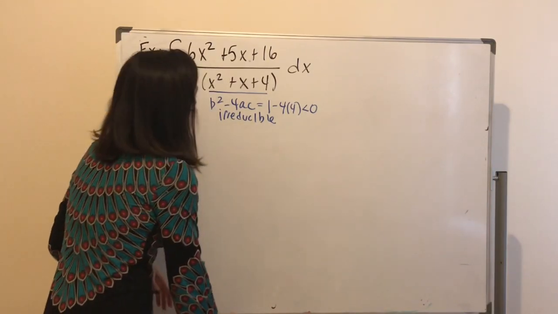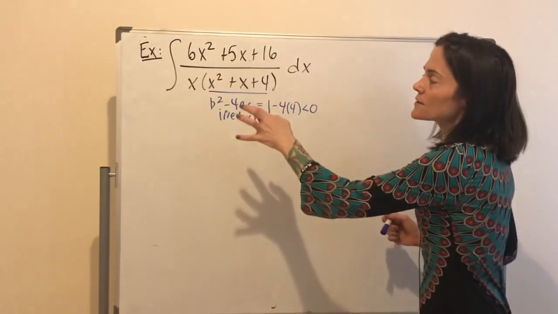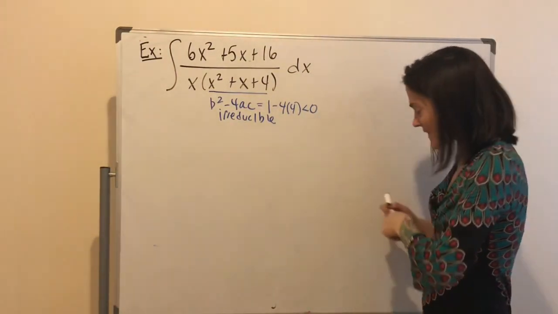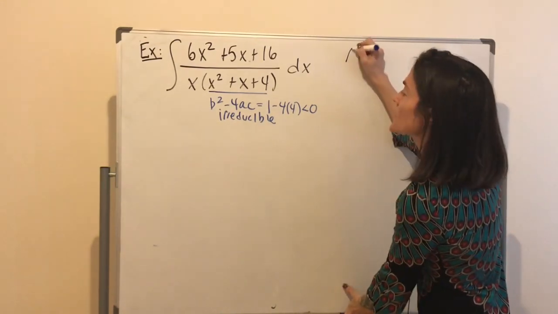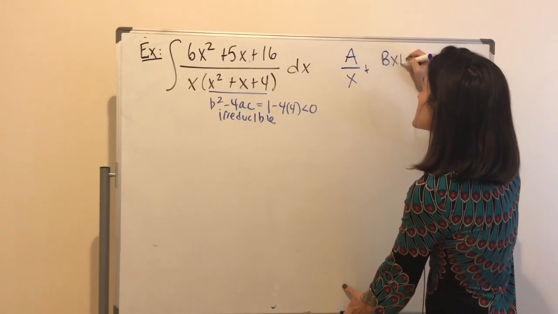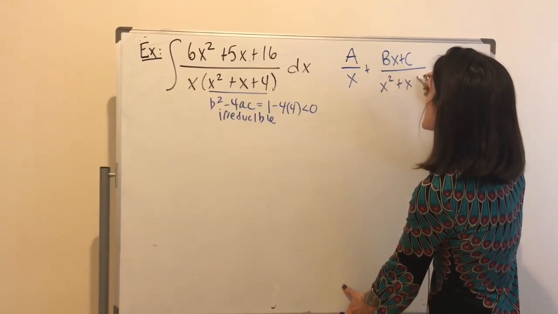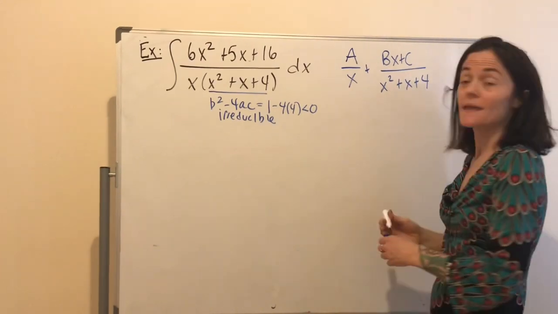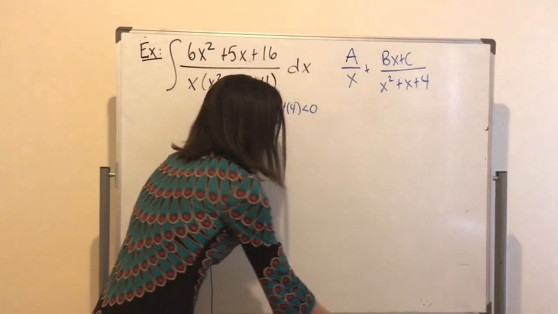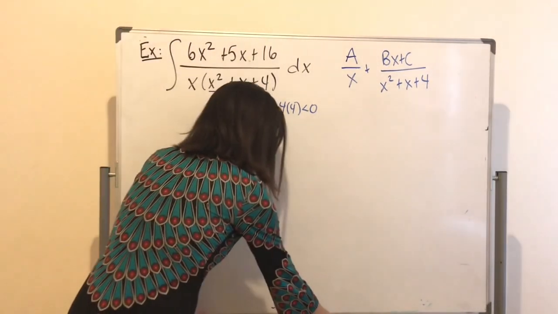Okay, well, what does this mean? Well, it means, let's write out the form. We have a linear term, distinct. We have one irreducible quadratic. So my partial fractions is going to look like this. A over x plus bx plus c over x squared plus x plus 4, like this, okay? So now, okay, maybe I'll leave that.